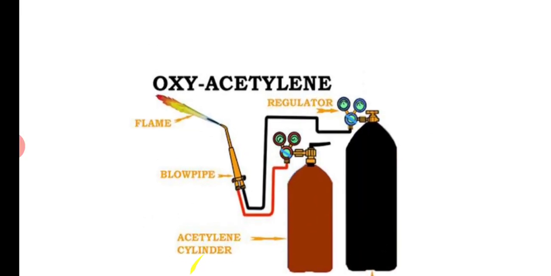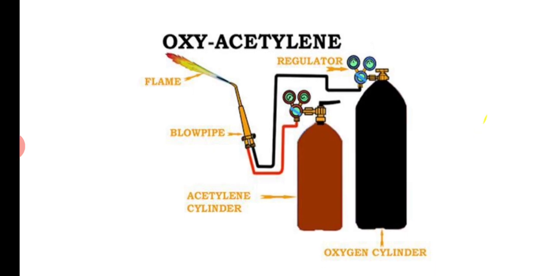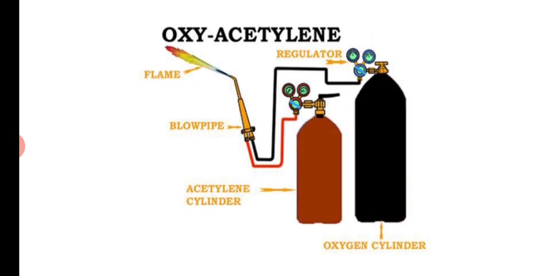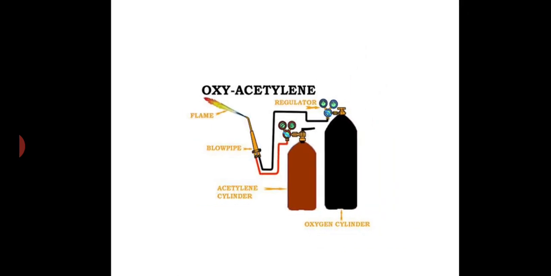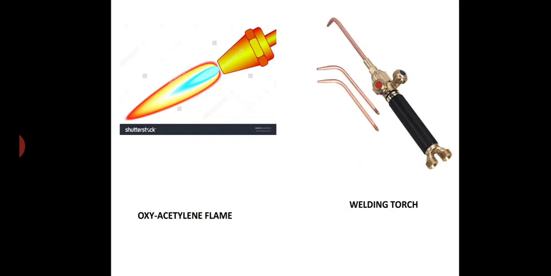Another figure showing the complete circuit of an oxyacetylene gas welding operation. You can see the flame torch or the blowpipe. The acetylene cylinder is the orange one, and the oxygen cylinder is the black one. This is an oxyacetylene flame. You can see the blue flame in the core flame at the center.